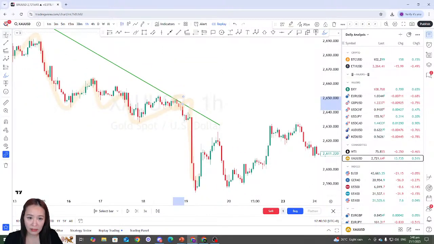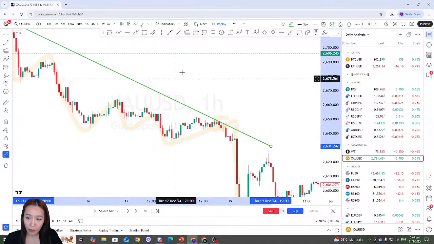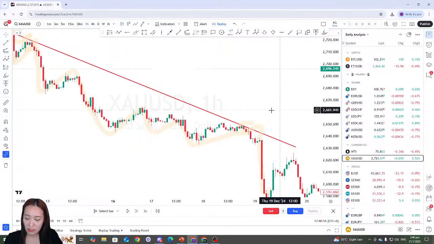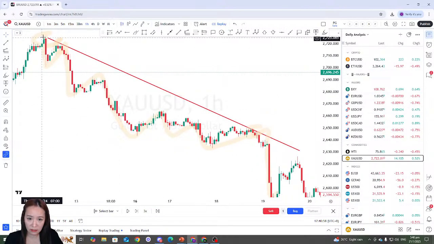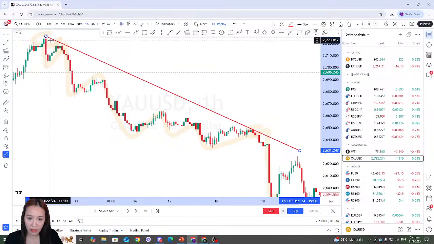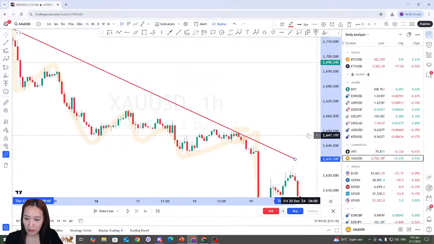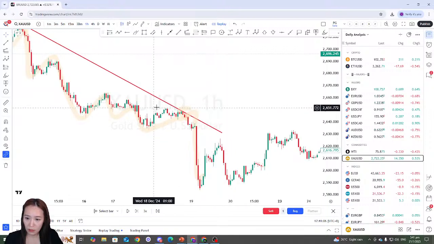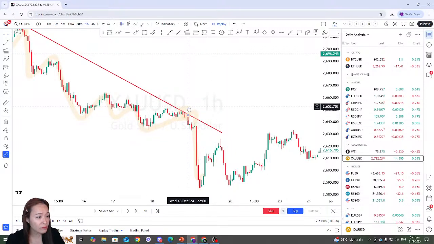When a price is approaching or reaching the resistance, you will see the rejection or the wick, right? The wick, and here is the wick here. So you could sell here. Remember that we will combine with resistance.